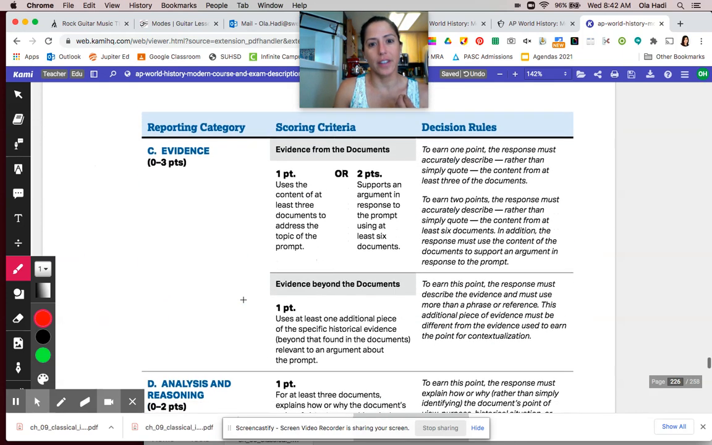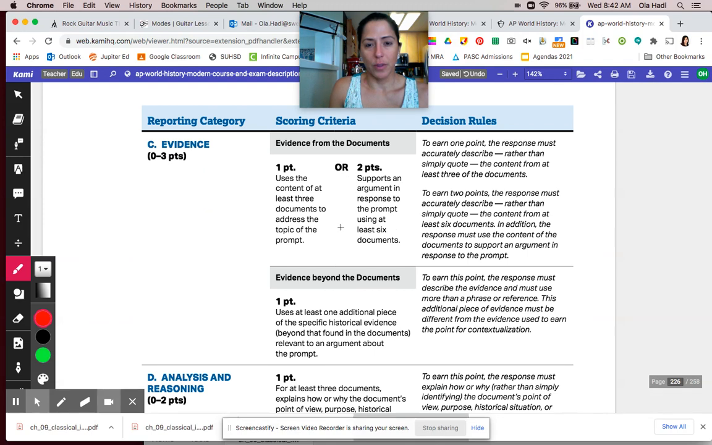Let's move on to evidence. You must use evidence from the document. Now, there's 2 different ways of thinking about evidence.